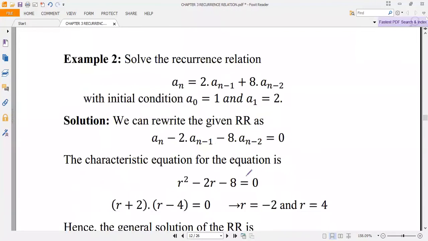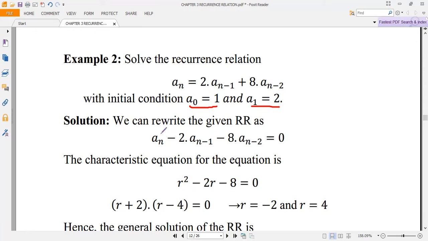Let's see another example. Solve this recurrence relation given by a sub n is equal to 2 times a sub n minus 1 plus 8 times a sub n minus 2, with the initial conditions a naught is equal to 1 and a1 is equal to 2. These initial conditions are used to find the constant terms of the general solution of this recurrence relation.